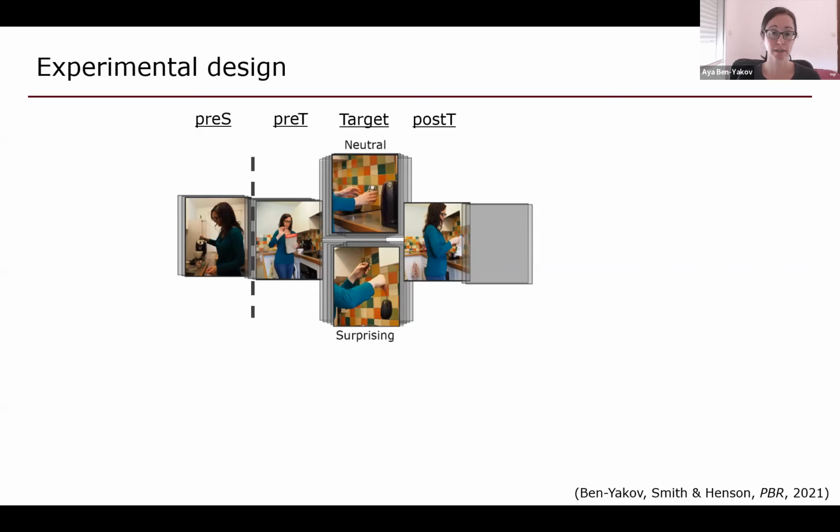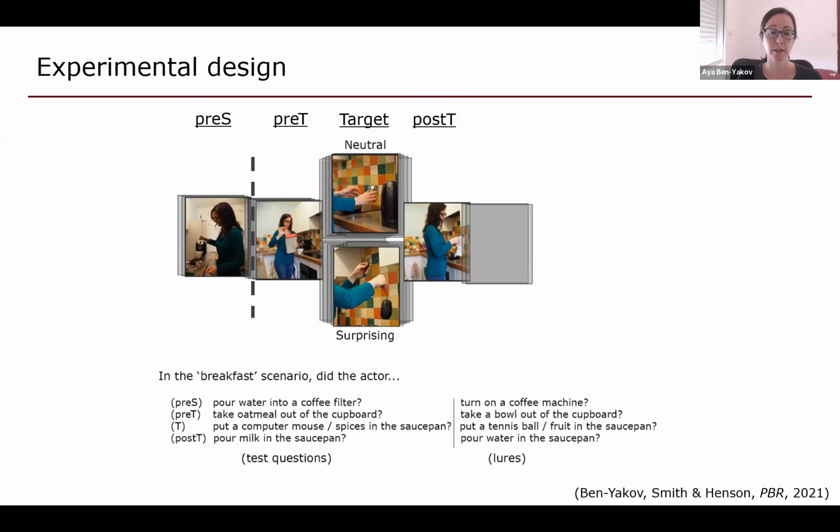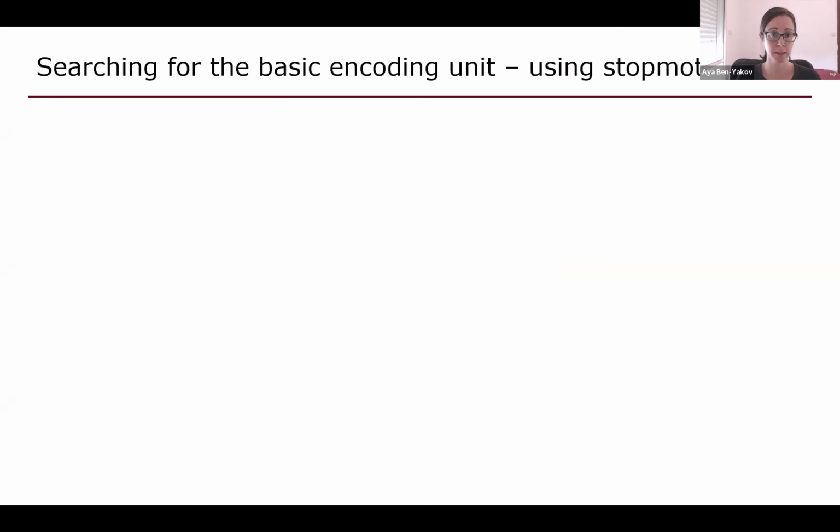We've got our target events, which can be neutral or surprising. We've got pre and post-target actions, which are in the same event as a target one, but they're always neutral. They're always the same actions. And we've got the pre-scene actions, which are across an event boundary. They belong to a different event. We then probed memory for the different actions, asking yes/no questions, both about actions that occurred and about ones that did not. We had 2 groups, one that answered the questions immediately and one after 24 hours, but I'll be describing the combined results now. There were 344 participants.